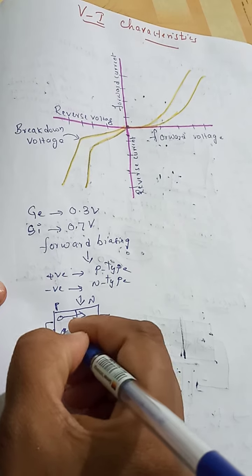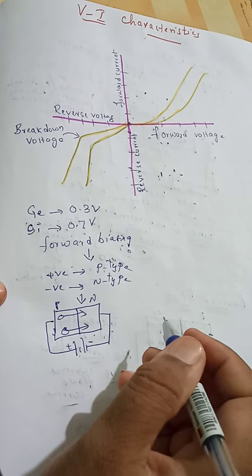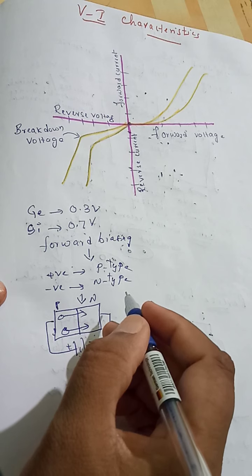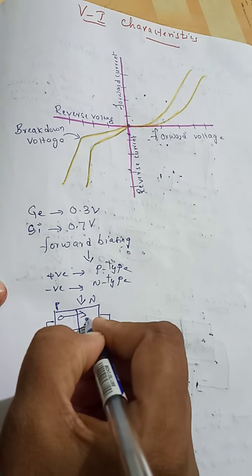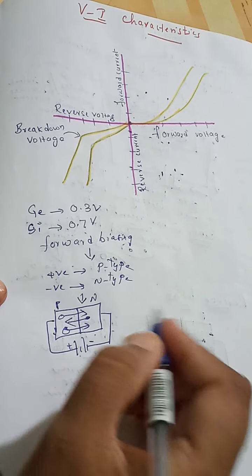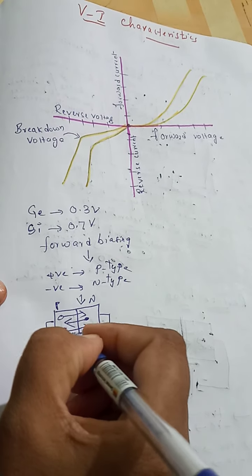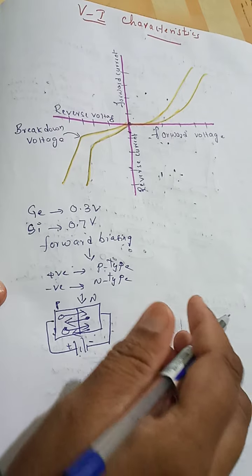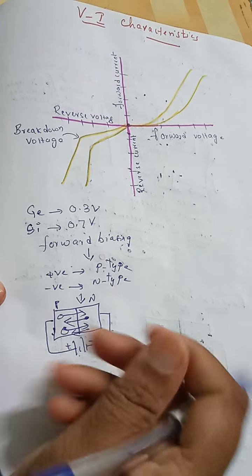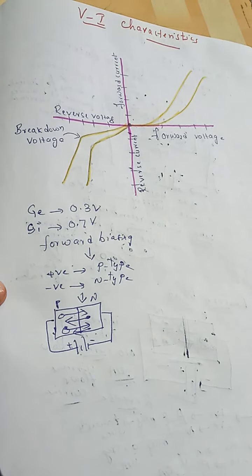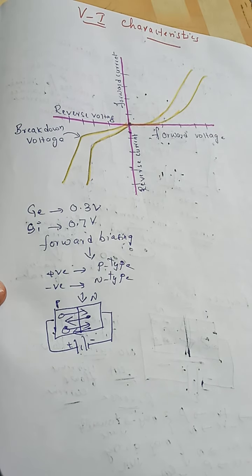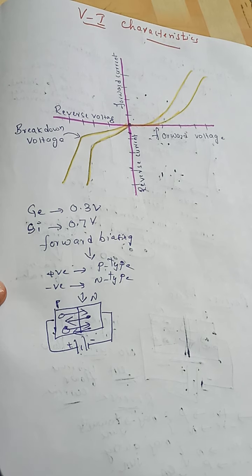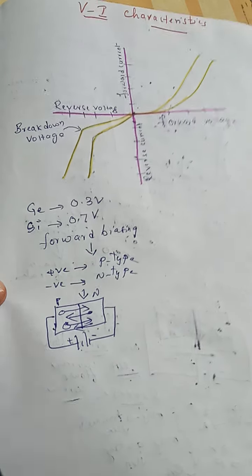Majority carriers holes overcome the potential barrier, cross the junction and enter into the N region. Similarly, electrons from N region overcome the potential barrier and enter into the P region. So in such a way, a high forward current is formed due to the elimination or reduction of potential barrier by the application of forward biasing.